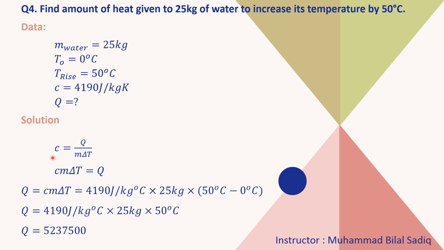As we know that C or specific heat is equals to Q divided by M delta T. Since we need to calculate the value of Q, M and delta T go to the other side of the equals sign and multiply with C. So the formula for Q becomes Q is equals to C M delta T. If you substitute the values, C for water is known to you, that is 4190 joule per kg per Kelvin. Substituting the values, your answer would be 5237500, or you can write it as 5.2 into 10 raised to power 6 joules. Heat is energy, so its unit would be joule.